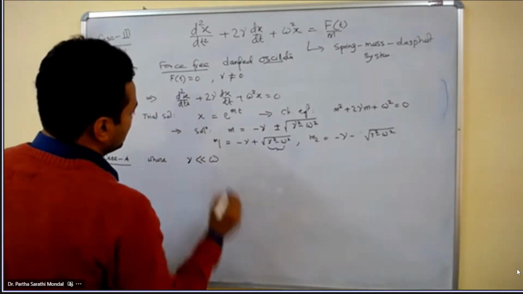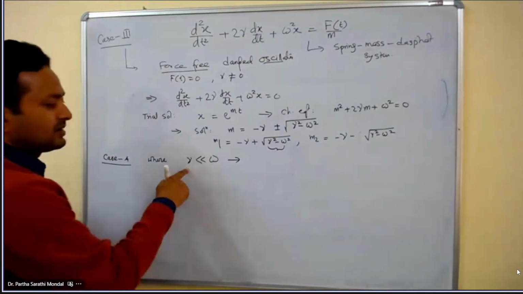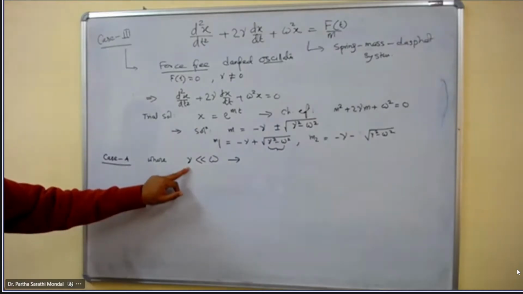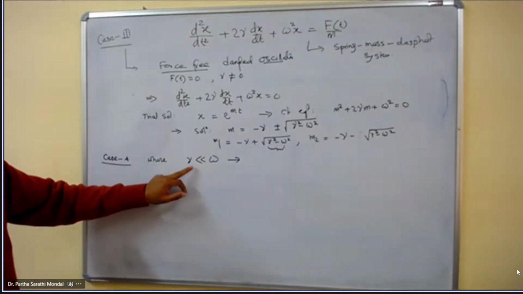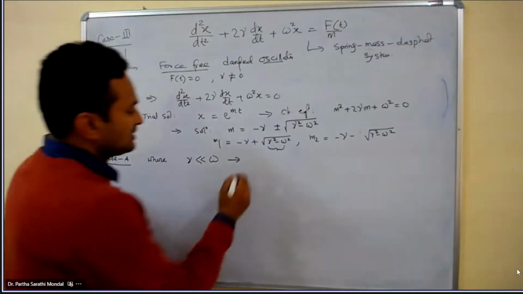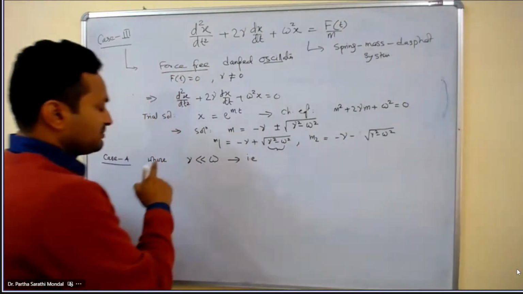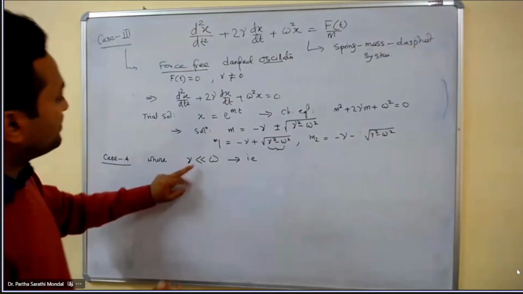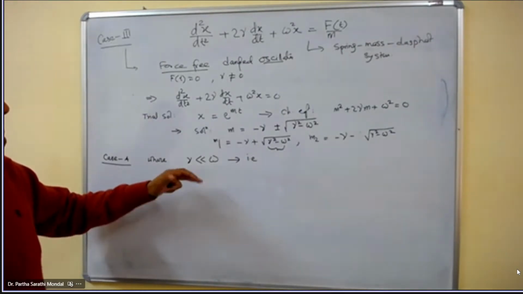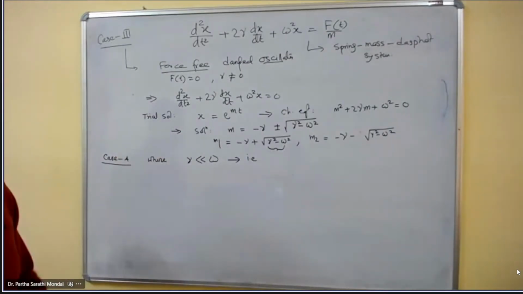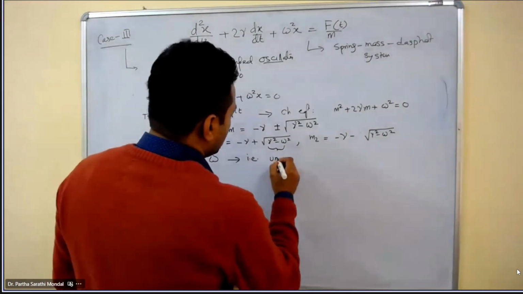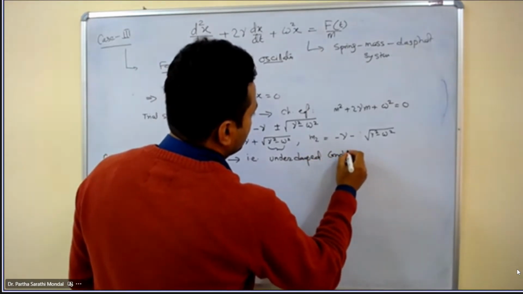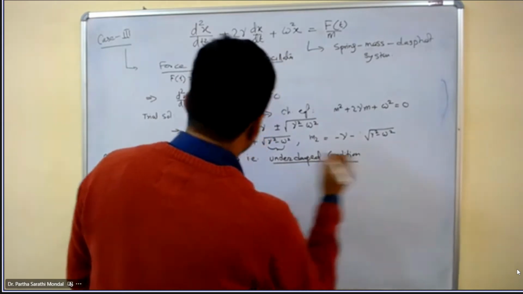The complicated case. That means, what is gamma? Gamma is your damping coefficient, b by 2m. So the damping coefficient is very less than omega. That means it is under damped. The damping force is not affecting the natural oscillation to a large extent. So we can call it the under damped condition.